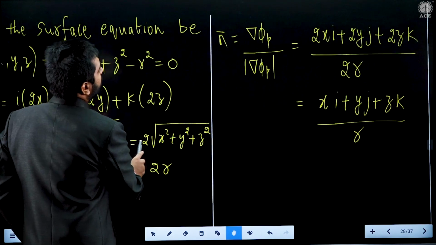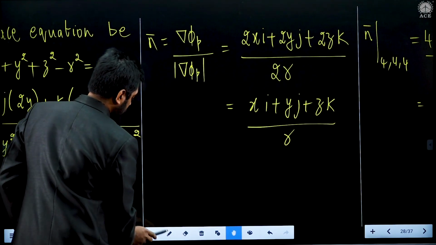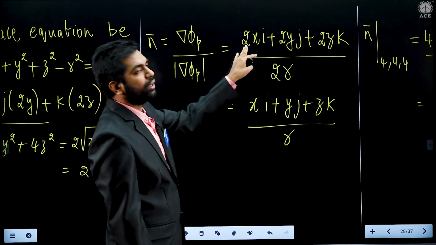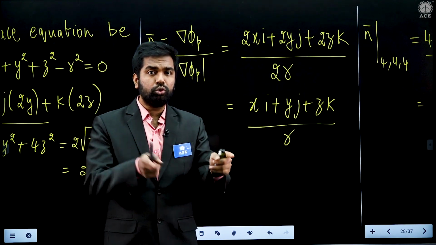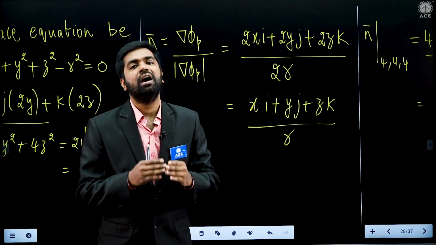Let's put the last step now. So what is the unit normal vector? It is simply gradient phi by magnitude of that. So 2xi plus 2yj plus 2zk by magnitude, which is 2r. 2 cancels. It is xi plus yj plus zk by r.